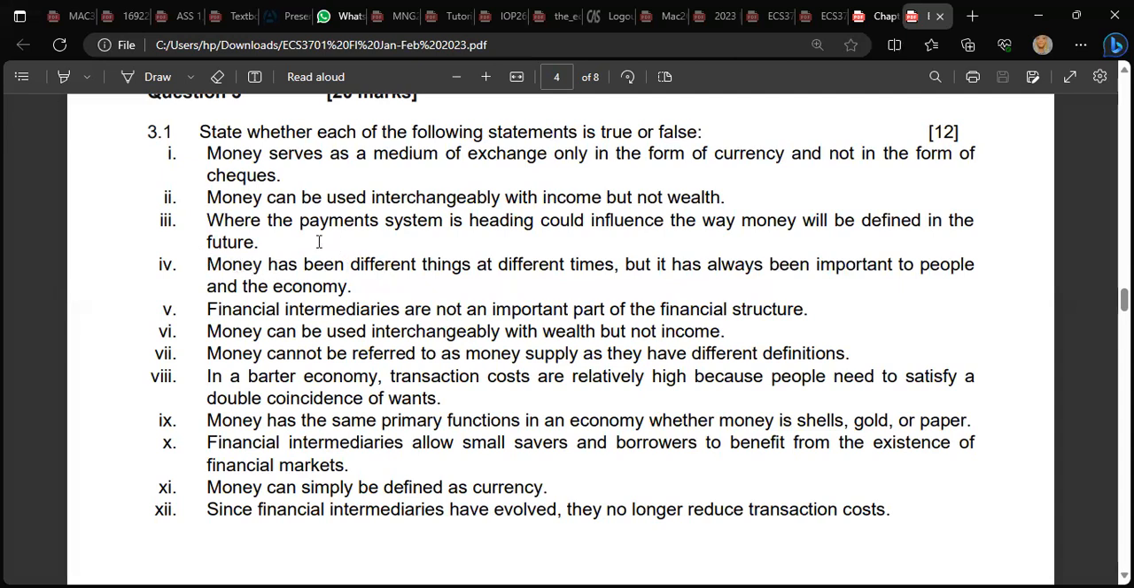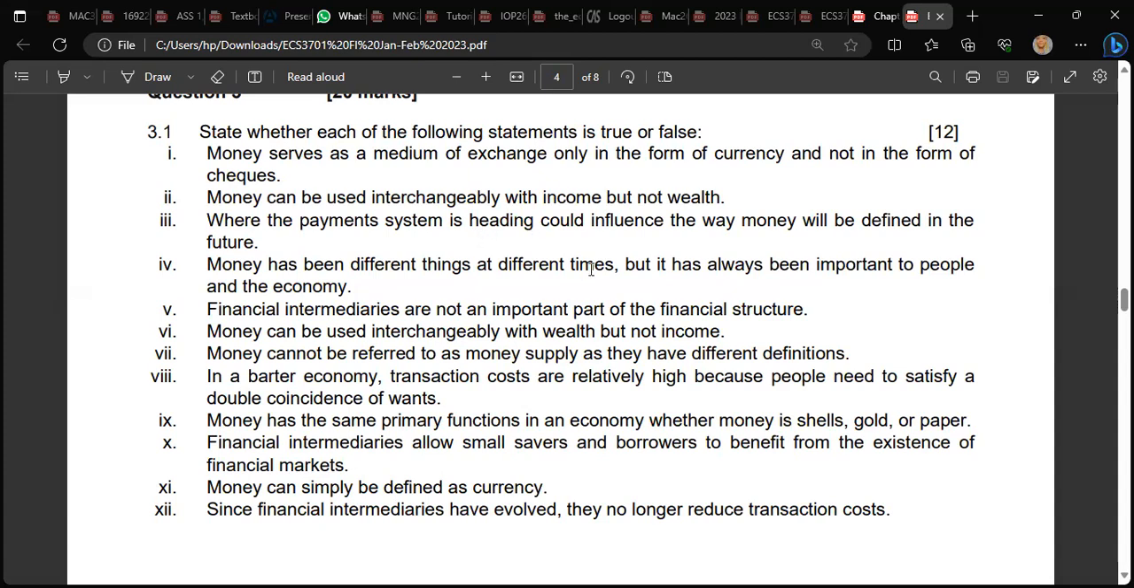Where the payment system is heading could influence the way in which money is defined in the future. What do you think about that? True or false? I'll go with this one. You'll go with what? True. I agree with you there also. I also go with true here.